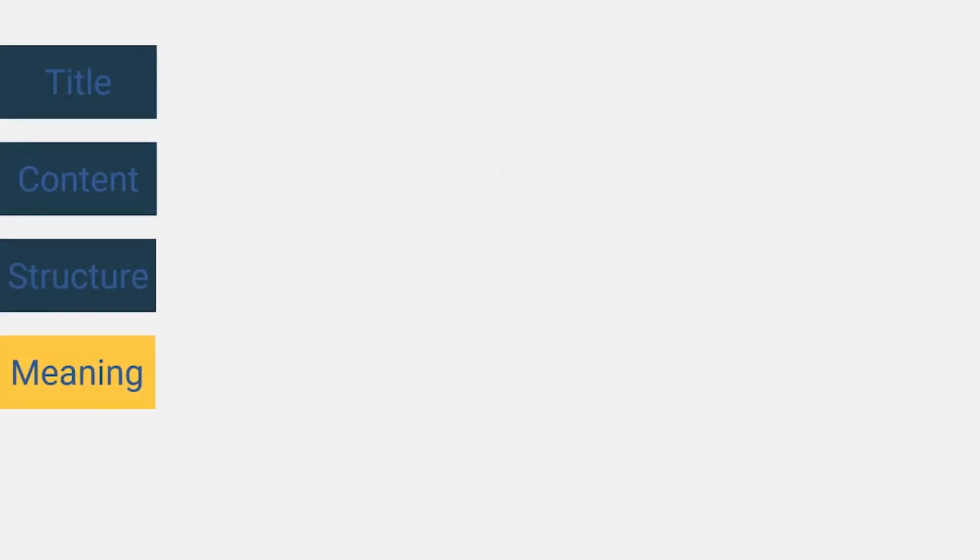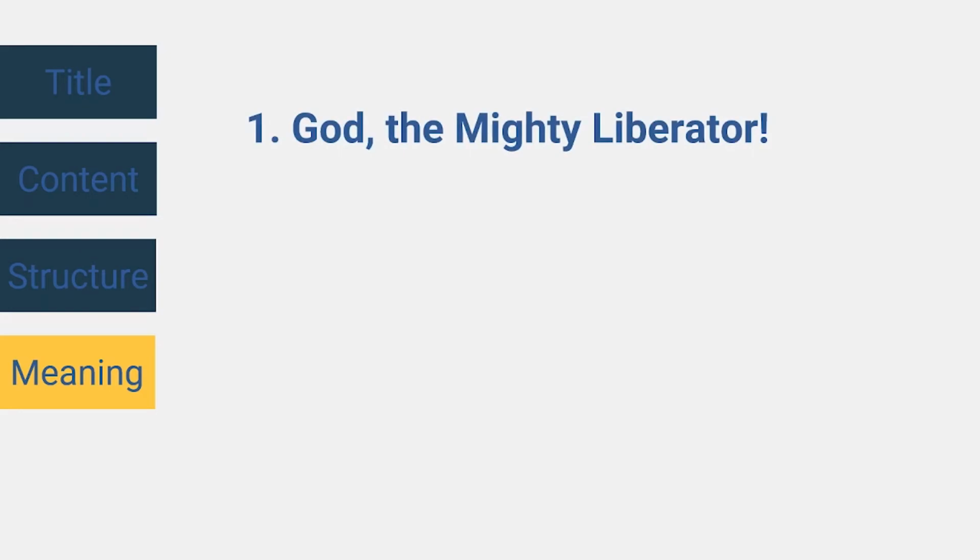And then finally, we will have a look at what all of this means. And like with the book of Genesis, this is just my subjective opinion on what I think is important in this book. First, the book of Exodus shows God as a mighty liberator. In many later books of the Bible, God is often described or praised as a savior or a liberator.